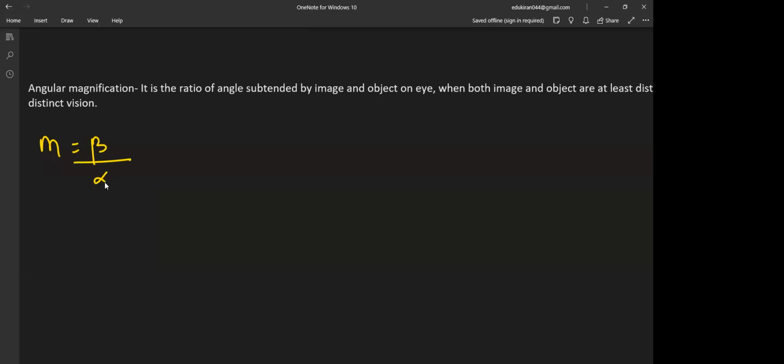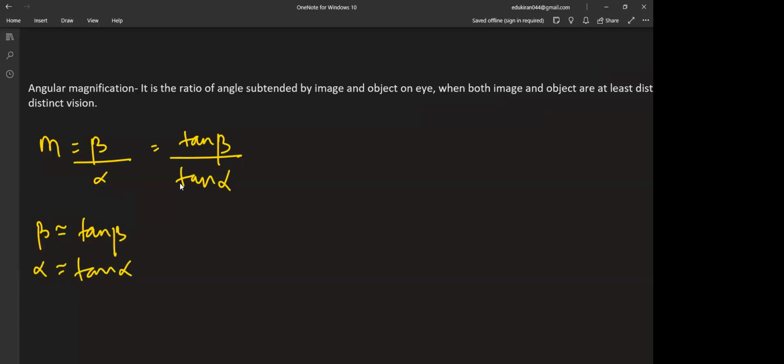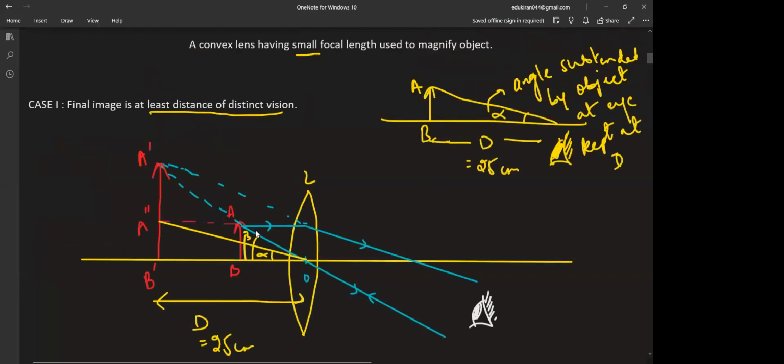I have told you many times that whenever you have small angles, you can write beta equal to tan beta and alpha equal to tan alpha. Why? Because whenever angles are small, beta and tan beta are the same, alpha is equal to tan alpha. So you can substitute here. Now we have to find out the value of tan beta.